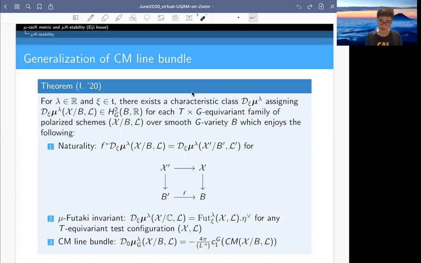For fixed lambda and c, there exists a characteristic class denoted as dxc of mu lambda, where mu lambda is related to mu lambda entropy, and dxc denotes its derivative. We can regard this as a derivative, assigning, for each T times G equivariant formally applied schemes of a smooth G variety P, a second equivariant cohomology class of the base. And it enjoys the following properties.